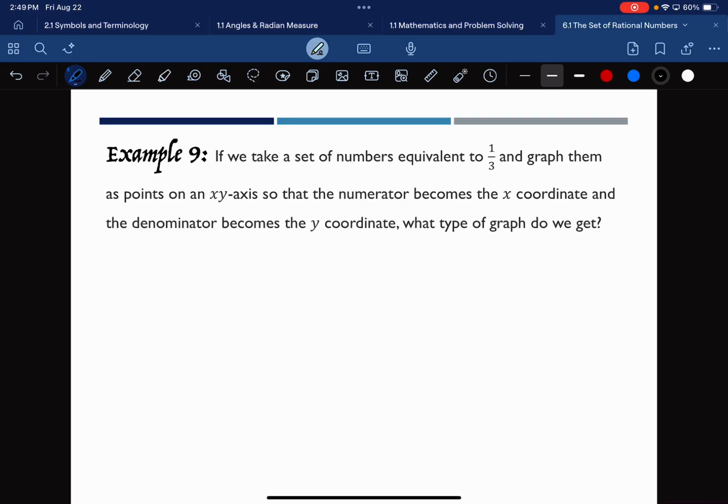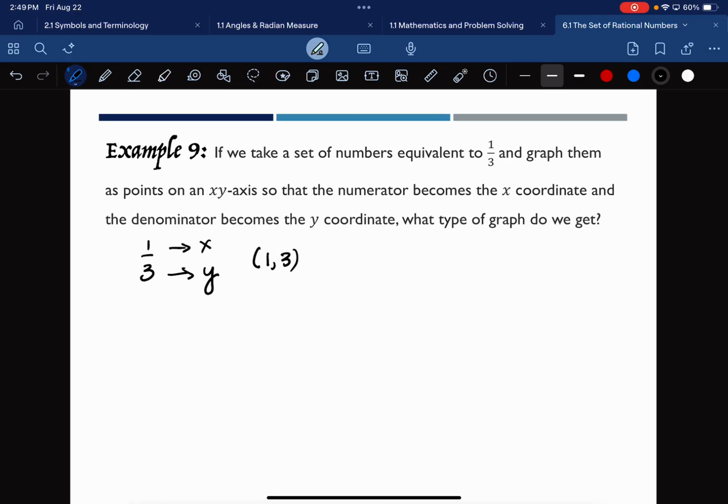All right, if we take a set of numbers equivalent to 1/3 and we graph them as points on an XY axis. Okay, so here's 1/3, where the numerator is the X and the denominator is the Y. So if the numerator is X, the denominator is Y, we would be graphing this as the ordered pair (1, 3). And we want to do equivalent fractions to this. So we can take 1/3 and we can get an equivalent fraction, right? Like by multiplying by 2 on top and bottom.